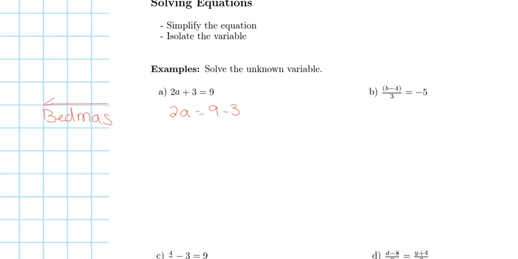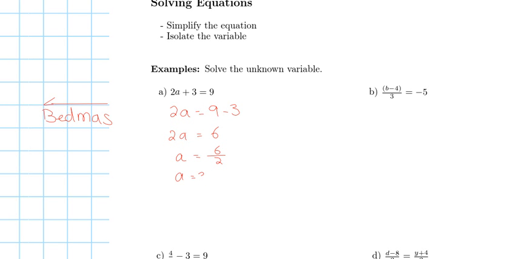I'm just, negative is not wrong, I'm just saying the correct vocabulary, okay? So now it's going to become 9 take away 3. Right? So I have 2a equals 6 divided by 2. Right? Because I have a multiplication. The opposite of multiplication is division. So when I bring the 2 over, it's going to become a division. And I have a equals 3.